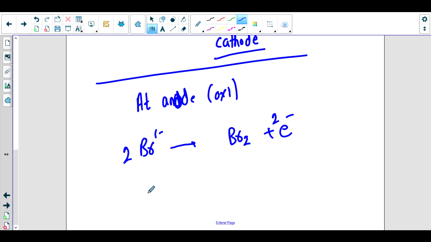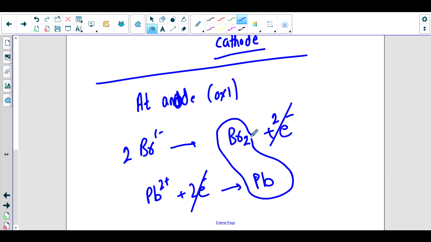Now when you go to the other terminal, Pb2 plus, he needs two electrons. This one needs two electrons because it is 2 plus. It becomes Pb. Now in this case, you don't have to multiply this with 2. In the last question when we did sodium, we multiplied with 2 to make it equal. In this case, they are already equal, so they can cancel, and you are getting Pb and Br2 on the product side.